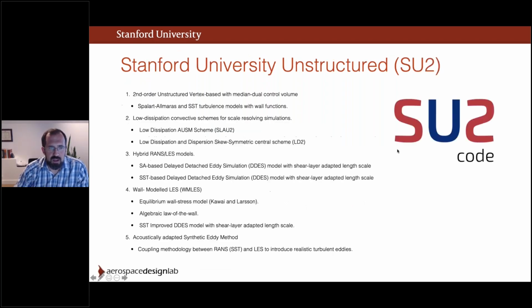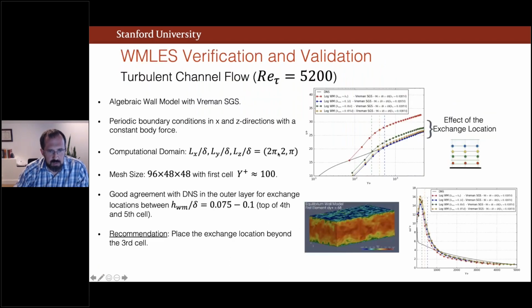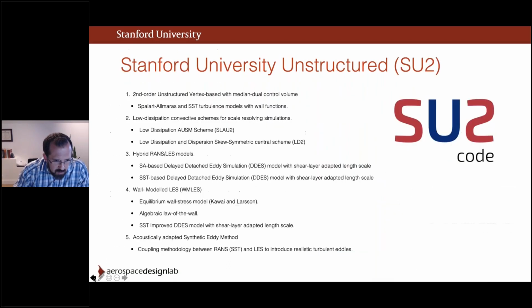Moving on. As it stands now, there are a number of capabilities relevant to hybrid methods and wall-modeled LES that have been implemented in SU2. Some of these capabilities, like the Spalart-Allmaras and SST turbulence models, as well as some of the low dissipation convective schemes, are already available in the main branches of the code.